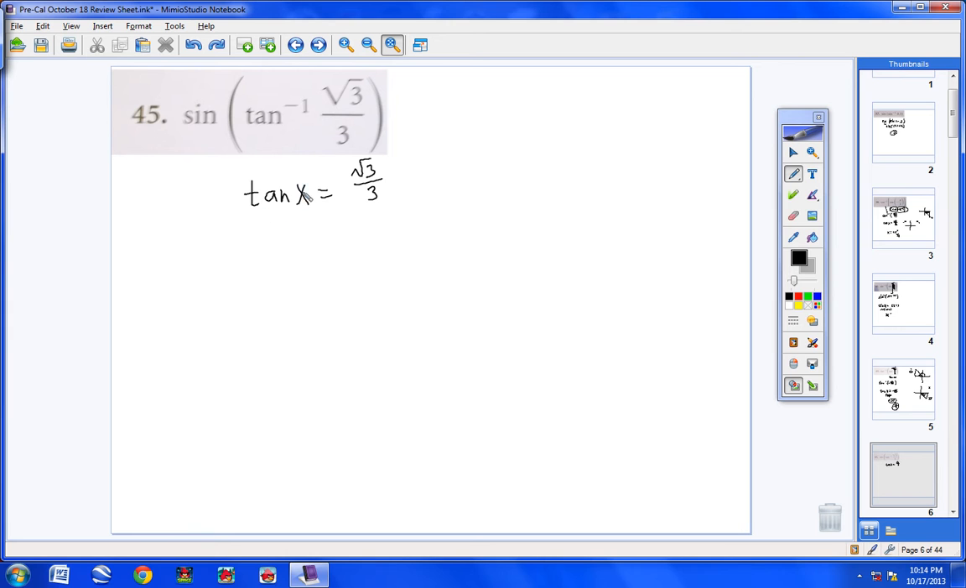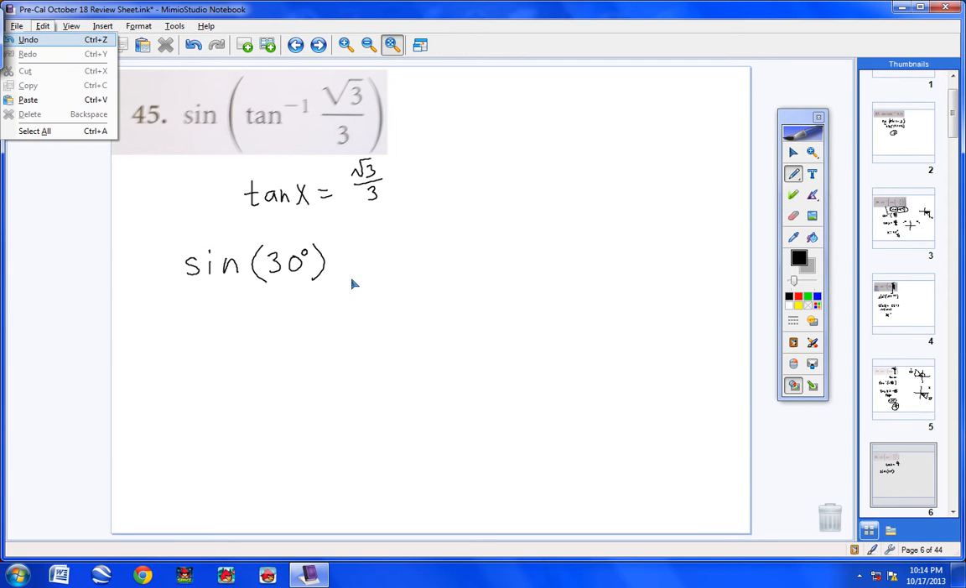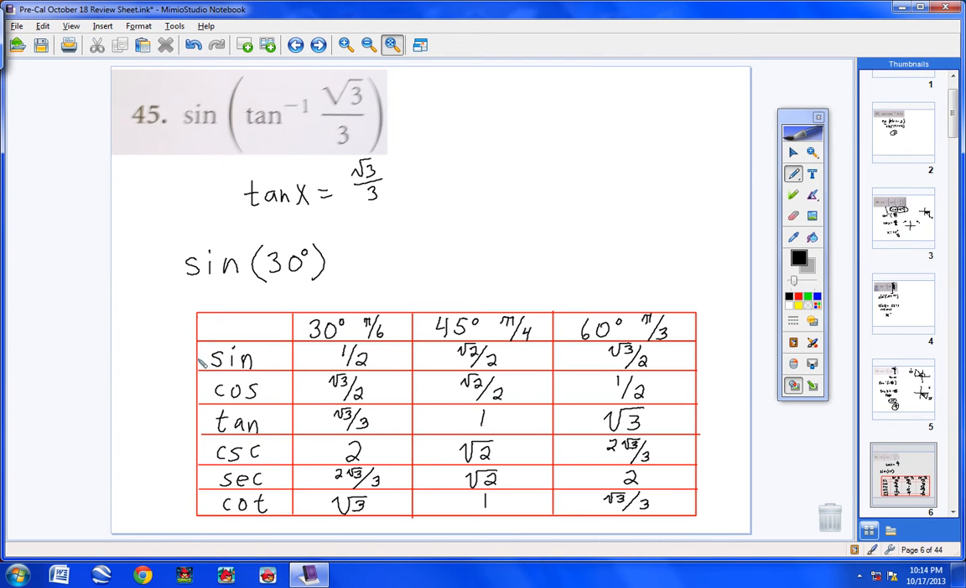So I know now that the angle I'm looking for here is 30 degrees. Okay? And now bring down your sine. So I'm taking the sine of 30 degrees. Let's bring our chart back up again. Sine of 30 degrees is 1/2. So the answer to 45 would be 1/2. All right?